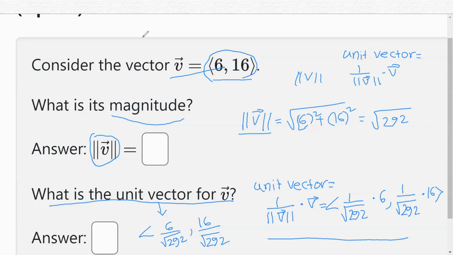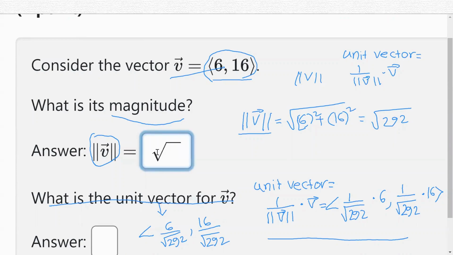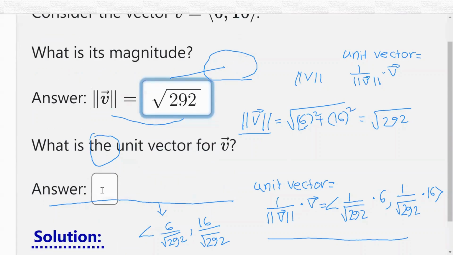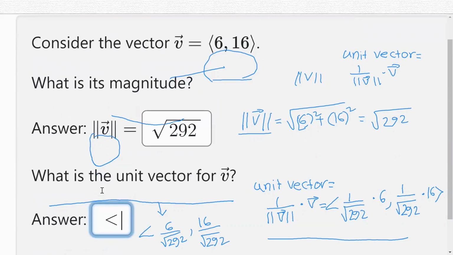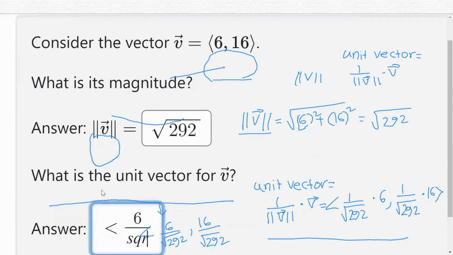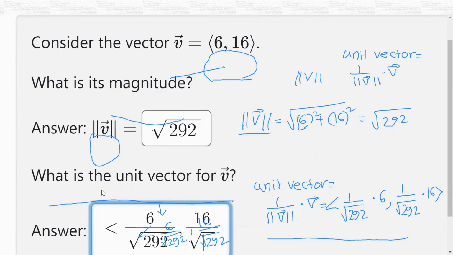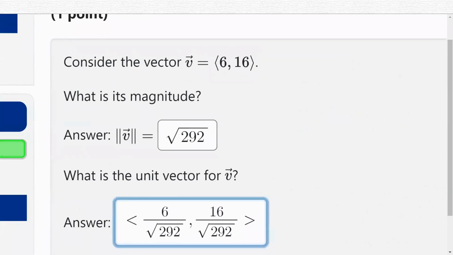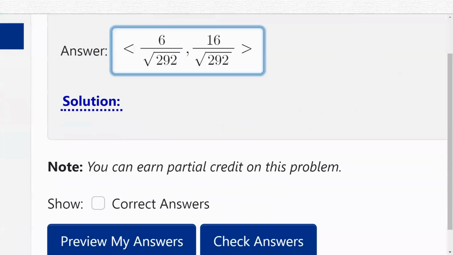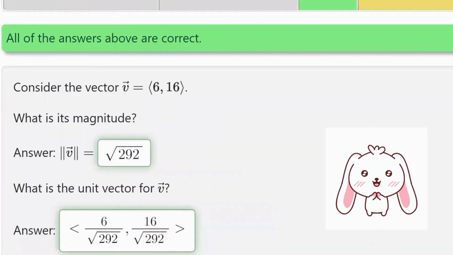So let's put the answers. The norm is square root 292, and the unit vector is 6 divided by square root 292, comma, 16 divided by square root 292. Let me clear my drawing. So let's check the answer now. You can see all my answers are correct.